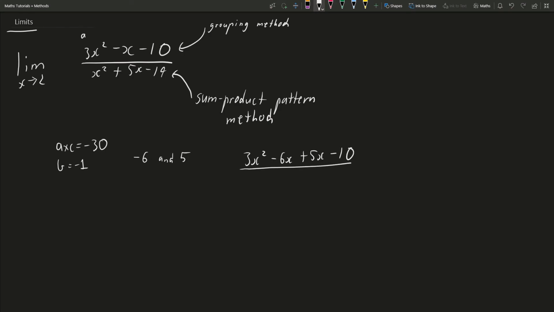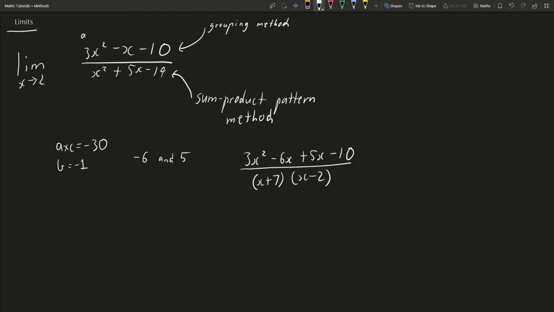And let's also start factorizing the bottom. We need two values that add to 5 and multiply to negative 14. In this case, that will be 7 and negative 2. So we have x plus 7 and x minus 2. And then let's continue factorizing the numerator.